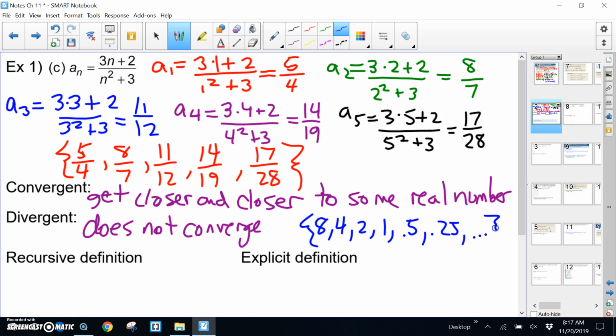But something like if I did 1, 2, 4, 8, and so on. Those numbers are getting bigger and bigger and bigger. I'm doubling them every time. That's not going to converge to some number. Okay, so that would be divergent, all right? So convergent, it's getting closer and closer to some number.